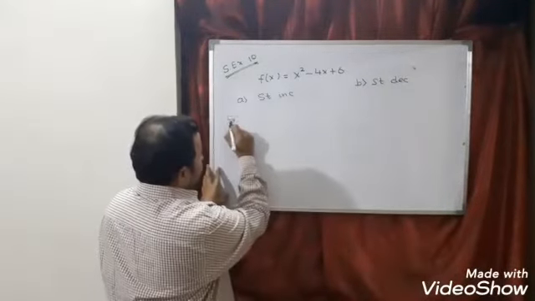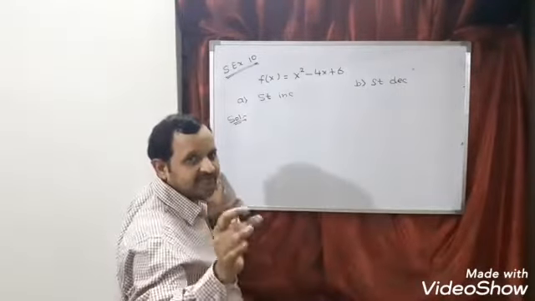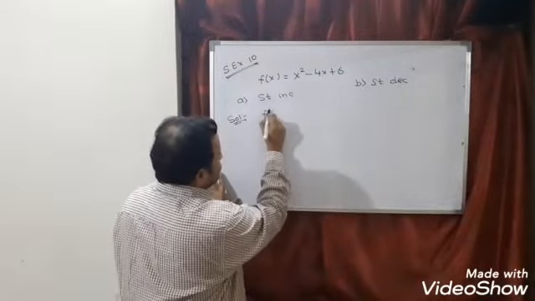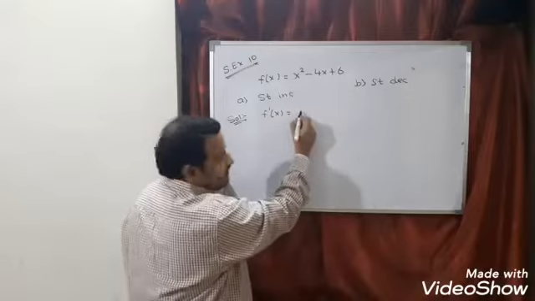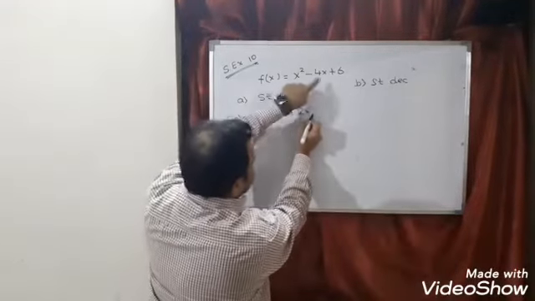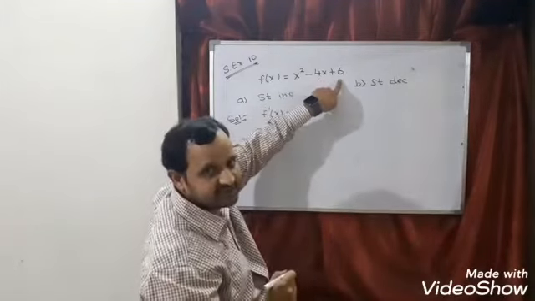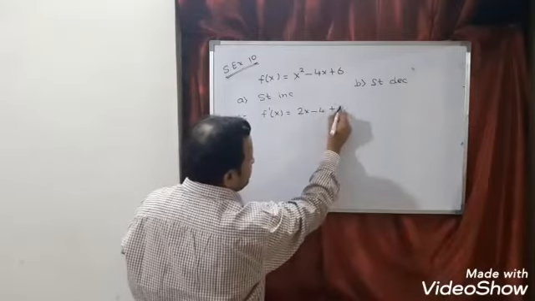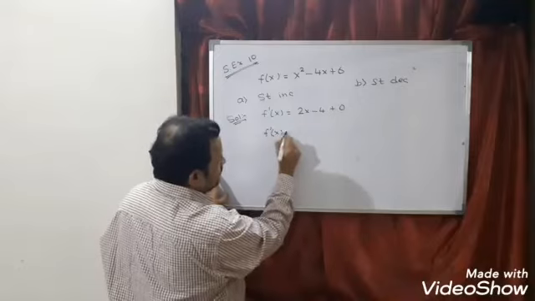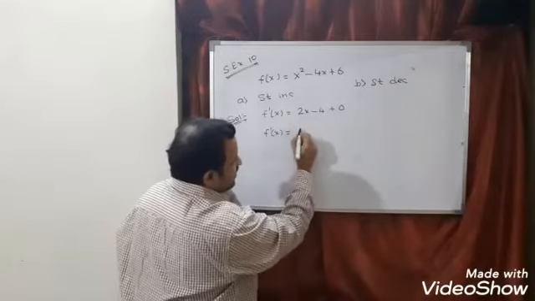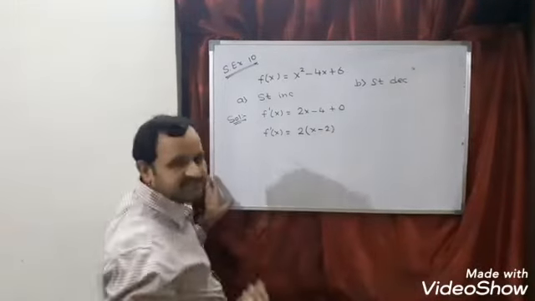Now see the working step. What is the first step? Find f dash x. So calculate f dash x. So f dash x is nothing but differentiation of x square. It is 2x. Differentiation of minus 4x. It is minus 4. Differentiation of 6, I can say it is what? 0. Right? Or this I can write f dash x is equal to. Now look here. We can take something common. 2 we can take common. Here what you will get? X minus 2.